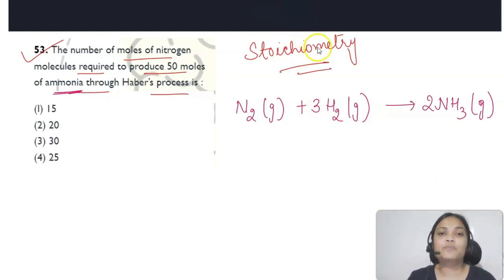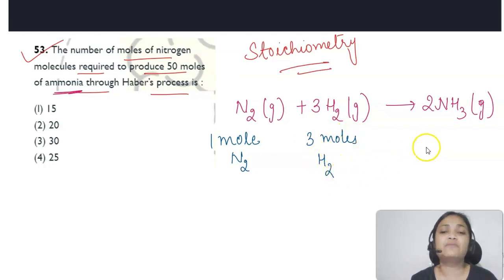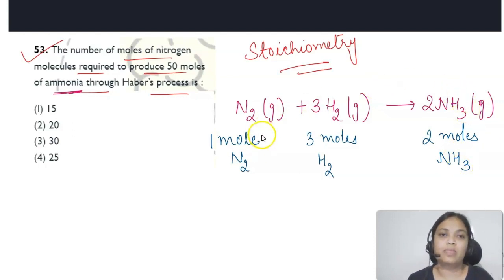Now I want you to notice the number of moles of reactants and products. We'll be doing this in detail, no issues. I have 1 mole of nitrogen reacting with 3 moles of hydrogen, and we are getting 2 moles of ammonia. So, students, the question asks for the number of moles of nitrogen required to produce 50 moles of ammonia.